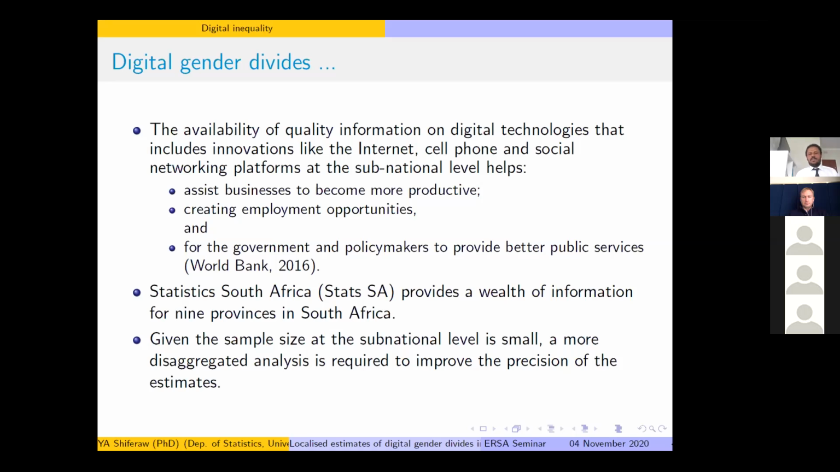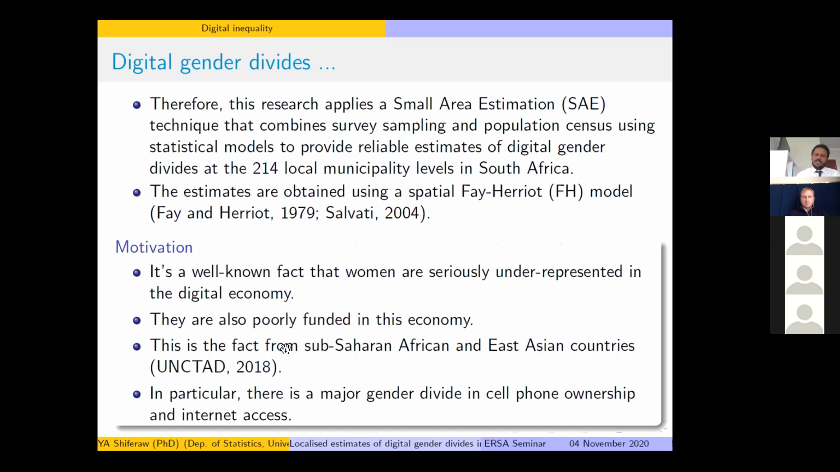Given that the sample size at the subnational level is small, a more disaggregated analysis is required to improve the precision of the estimates. Therefore, this study applies a small area estimation technique, or SAE from now onwards, that can combine survey sampling and population census using statistical models to provide reliable estimates of digital inequality at the 240 local municipality levels in South Africa.